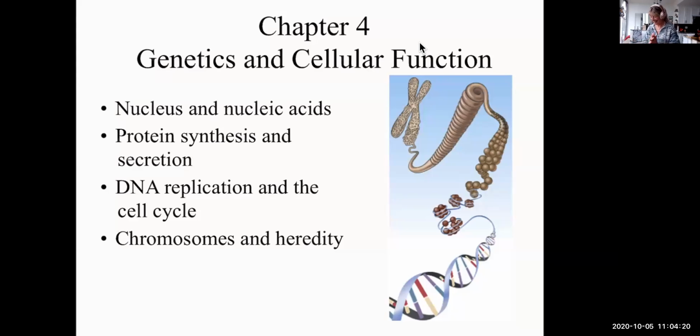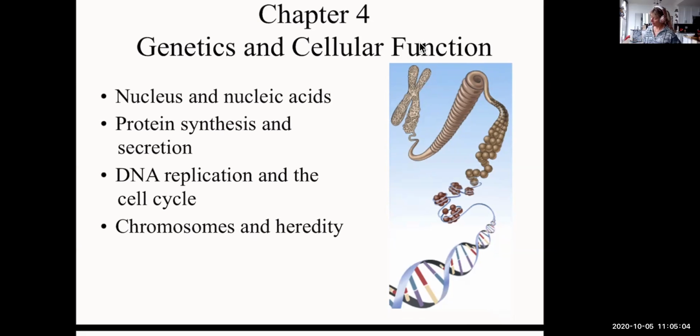Chapter 4, Genetics and Cellular Function. So we just discussed the structure of DNA, the molecular structure of DNA, deoxyribonucleic acid, and RNA, ribonucleic acid. We'll talk about why they're called those two different things, and in particular, why and how they're different from each other in structure and also in function. So we'll talk about the nucleic acids in the nucleus, protein synthesis and secretion, DNA replication and the cell cycle, and chromosomes and heredity. So those are our 4 topics of genetics and cellular function.